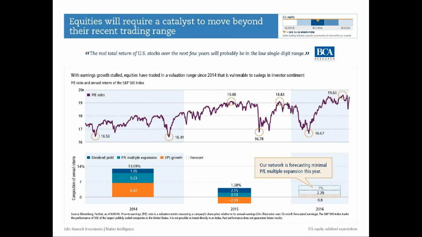Did it go up? If the price to earnings multiple went up over the course of a year, that would be a tailwind to your returns. So that year was 5.2%. And then earnings growth was 6.4% in 2014. That's a great driver of returns. That means business profits improved. Okay, let's fast forward to 2015.